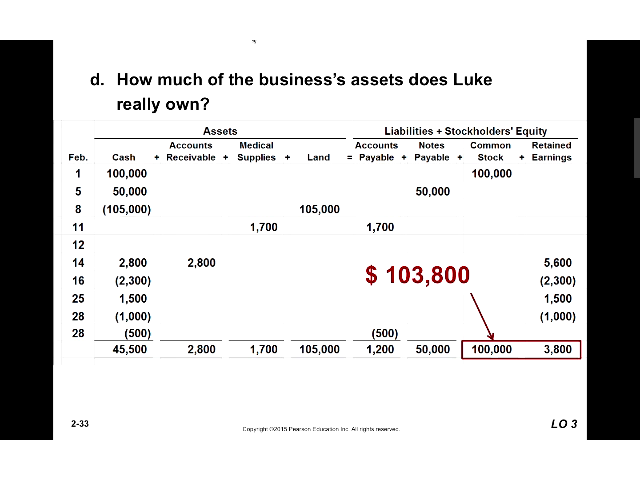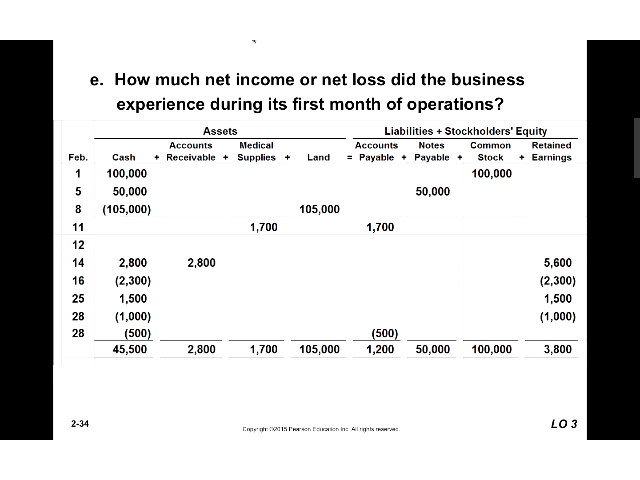And then the last question being asked here is how much net income or loss did the business experience? Well, to get that, we're going to take all our revenues and subtract our expenses, which are actually in the retained earnings column. We have sales revenue and we have expenses listed. So the $5,600 minus the $2,300 plus the $1,500 minus the $1,000 gives us net income of $3,800.